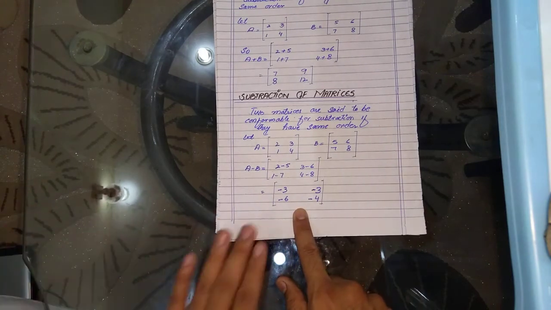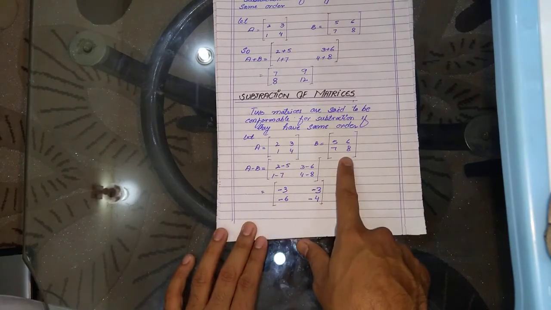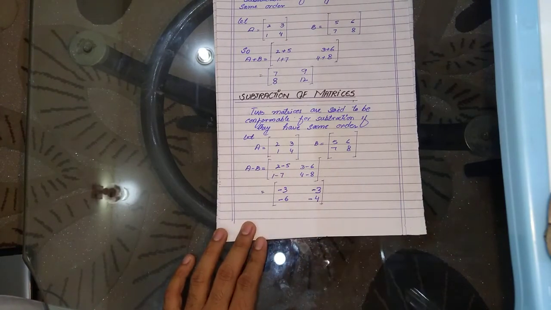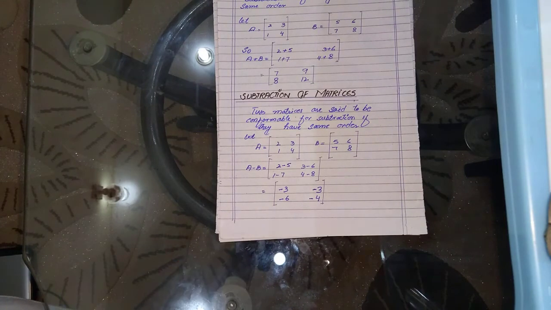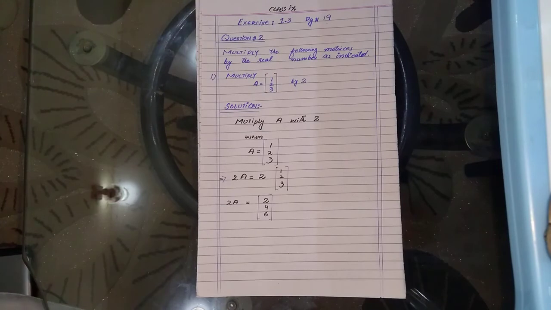And once again, the order of the resultant matrix is the same as the order of the two given matrices. Okay, student. So again, I am repeating that there will be no change in the order of the resultant matrix. Now student, we will start from the exercise, but keep one thing in your mind, that I am starting my exercise from question number 2 to get more and more knowledge about addition of matrices.